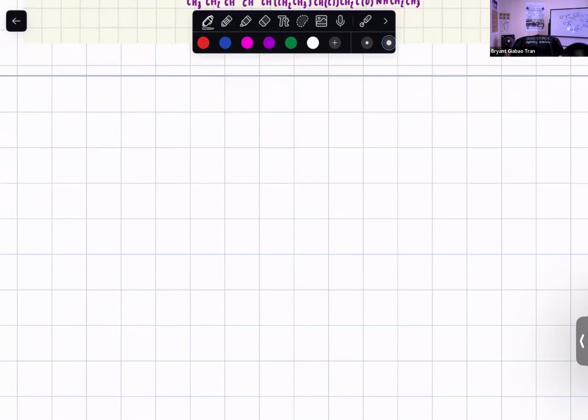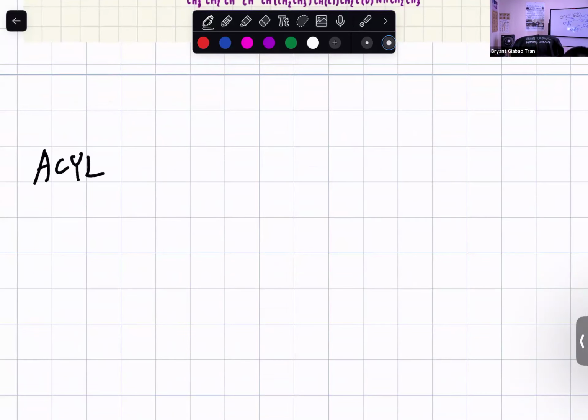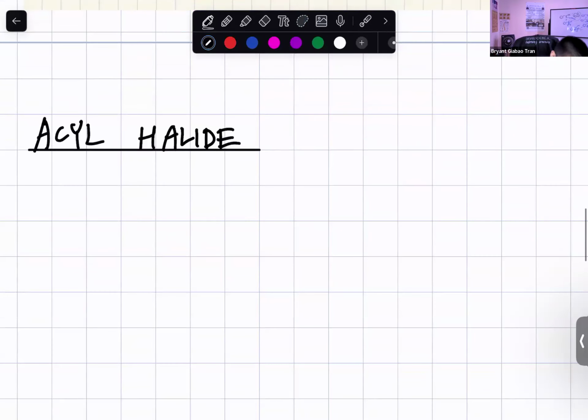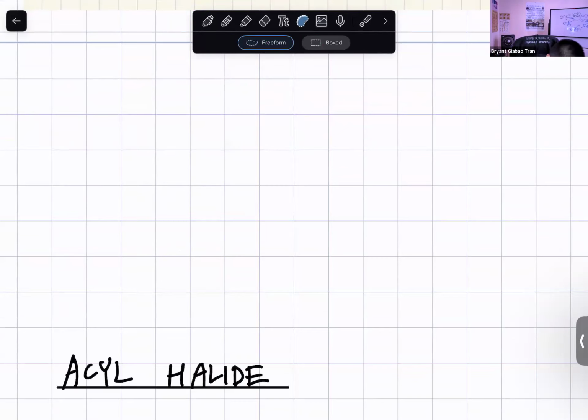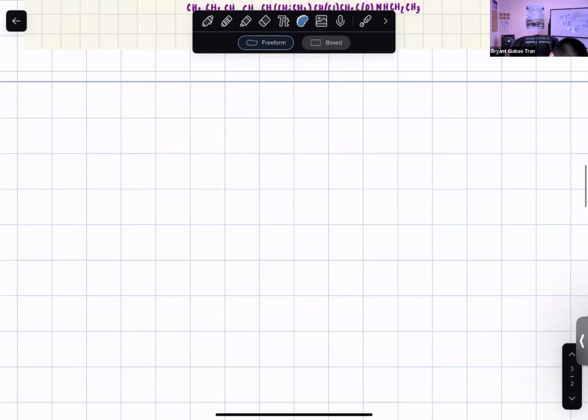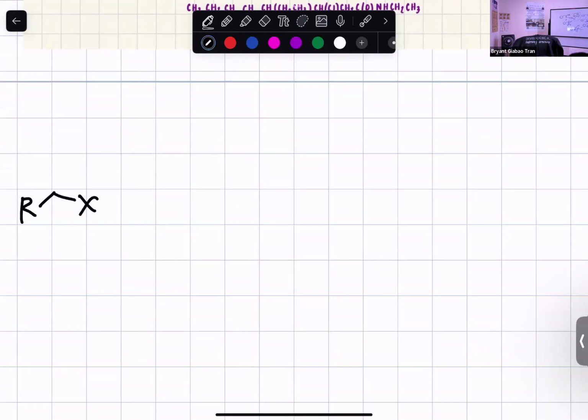For the acyl halide, that's the most reactive one, right? And I'm going to go over the concept of why that's the most reactive one. So before we go over the acyl halide reactions, let's go over this chart of the carboxylic acid derivatives again. Right. So we have this acyl halide. We have this anhydride. We have this ester. We have this amide.